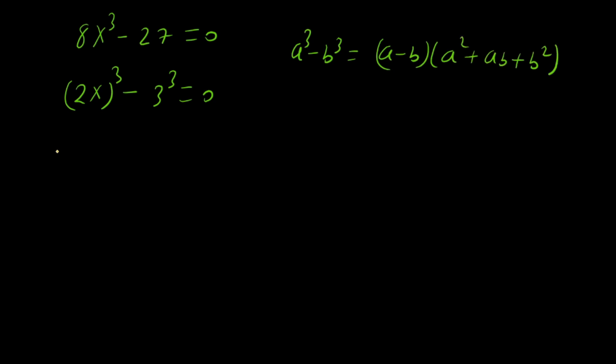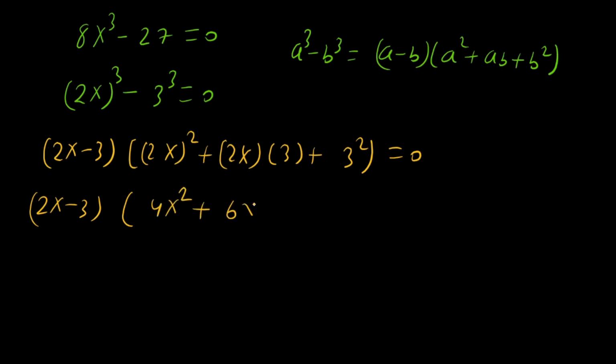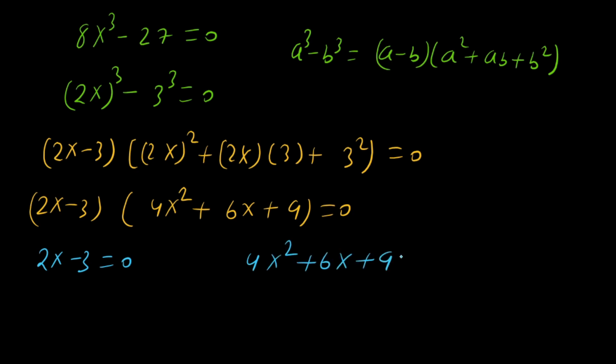If we apply this rule here, then we can say 2 times x minus 3 is multiplied by 2 times x square plus 2 times x multiplied by 3 plus 3 square, and this is equal to 0. Then 2 times x minus 3 is multiplied by 2 times x square, that is 4 times x square, plus 2 times x times 3, that is 6 times x, plus 3 square, that is 9, and this is equal to 0. Here the product of two expressions is equal to 0. Either 2 times x minus 3 is equal to 0, or 4 times x square plus 6 times x plus 9 is equal to 0.